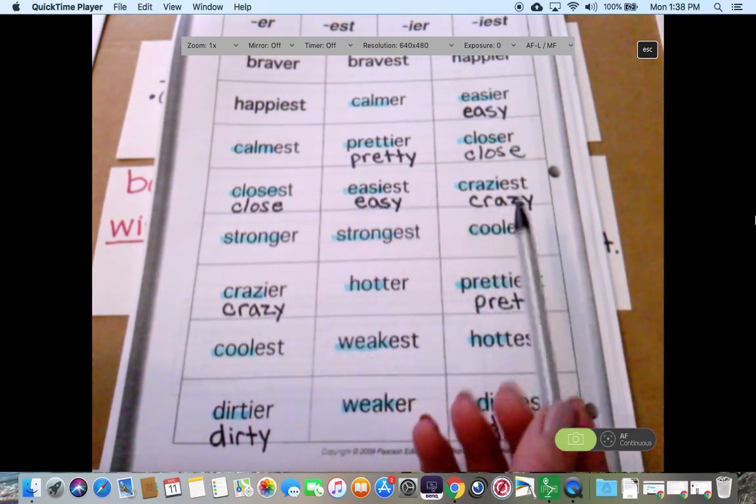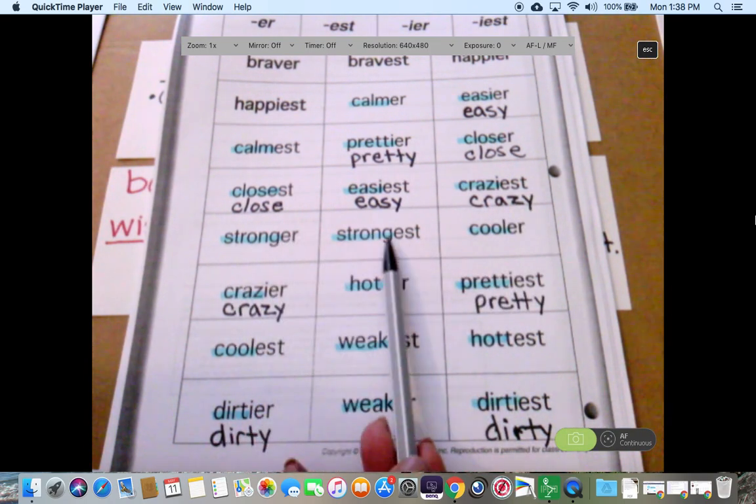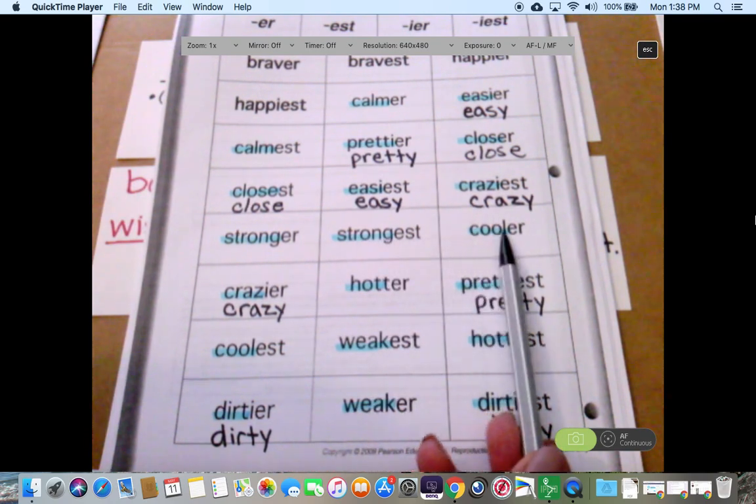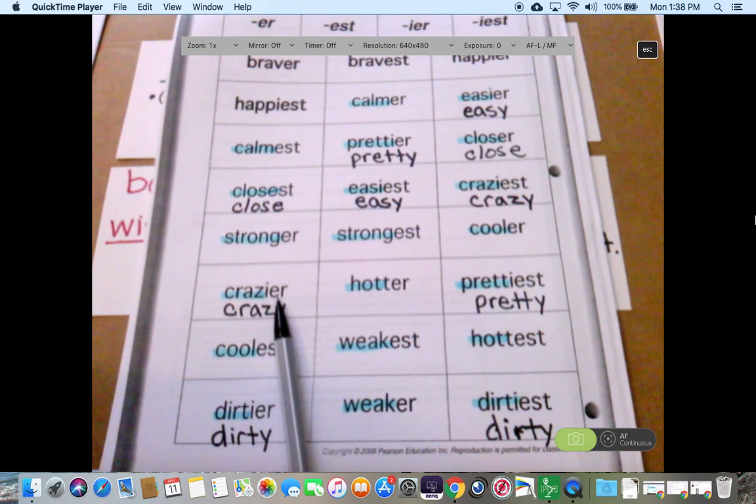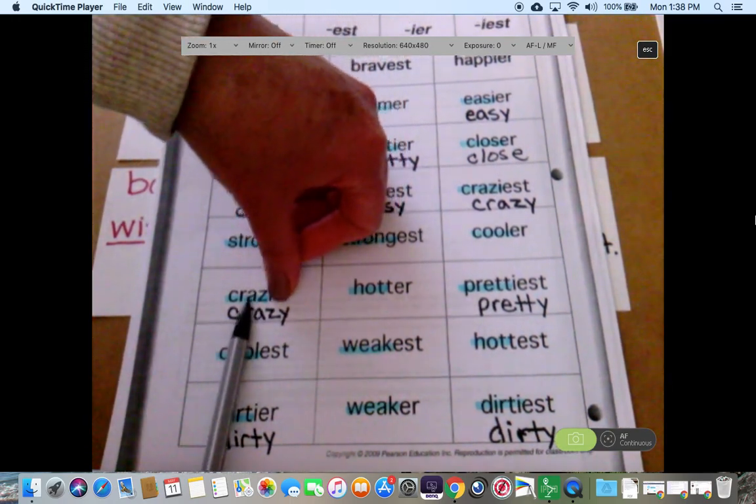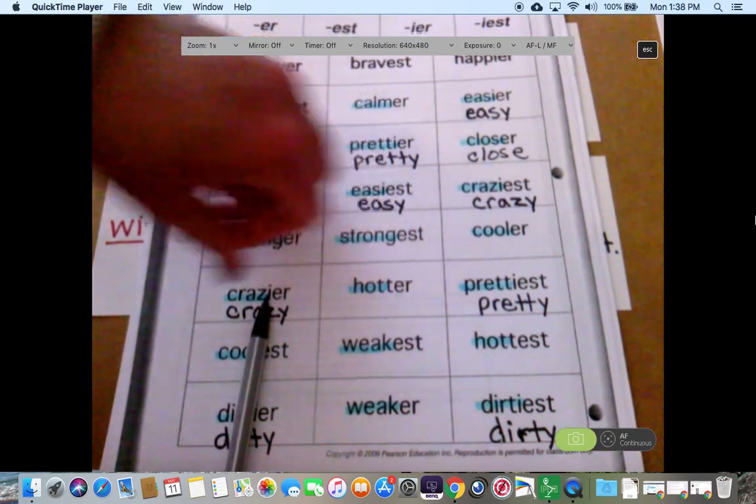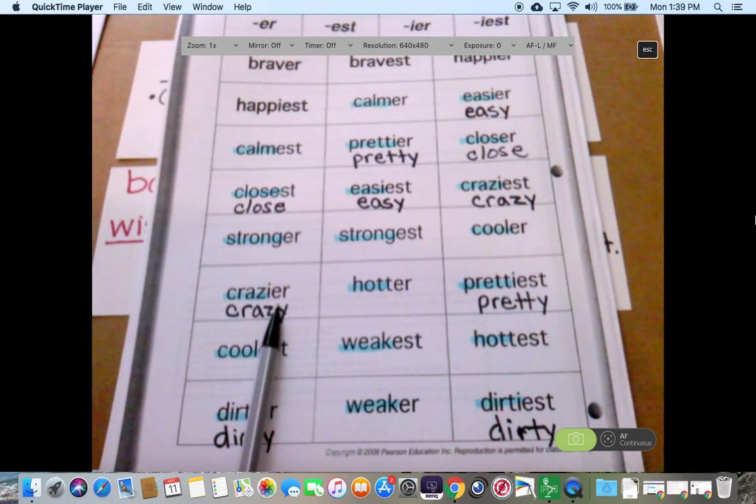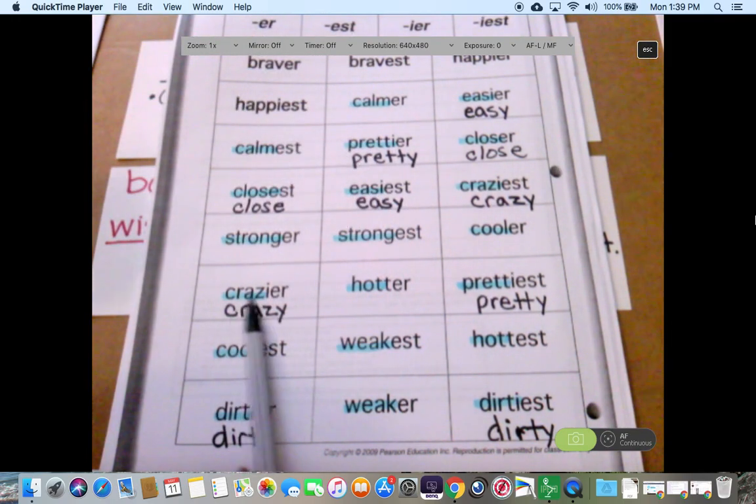Easiest, so easy is our base word. Craziest, crazy. Stronger, strong is our base word. Strongest, good. Cooler, so cool is our base word. Again, we have that crazy in here. So notice again, crazier. If you're not sure how to read this, you can even cover up that ending and think C-R-A-Z. Remember the rule that we change the Y to I, and write out the letters, C-R-A-Z, add the Y, and then think, oh, crazy. So crazier, that must be crazier comparing two things.